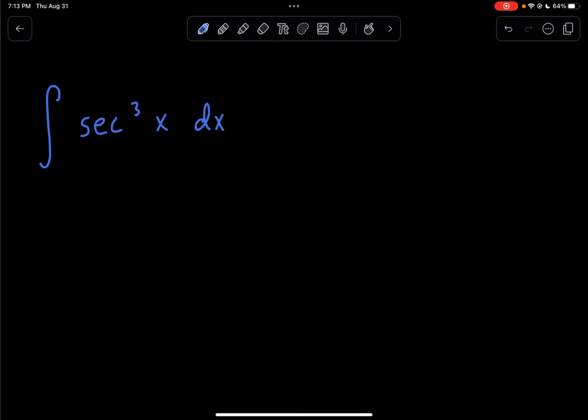In this video, I'm going to be covering how to solve the integral of secant cubed x dx. This is actually an integration by parts question. So we're going to start by splitting this integral into secant x times secant squared x dx.